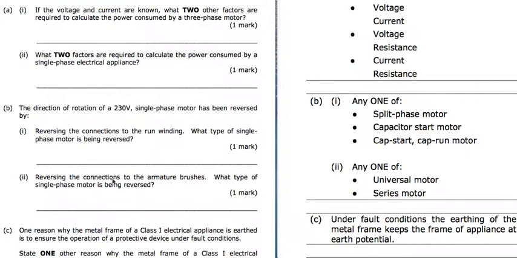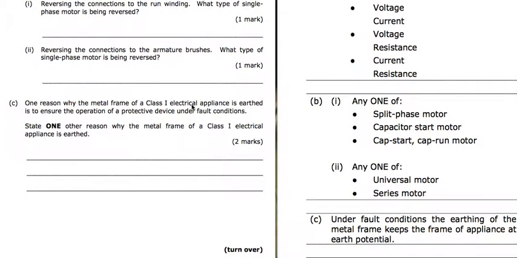Now this one, we see we've reversed the armature brushes. So the armature, what type of motor is it? It's going to be a universal motor, sometimes called a series motor. The DC series motor can be used as the universal motor. So when we see brushes and armatures, we're looking at a universal motor. When we see run winding, we're looking at these.